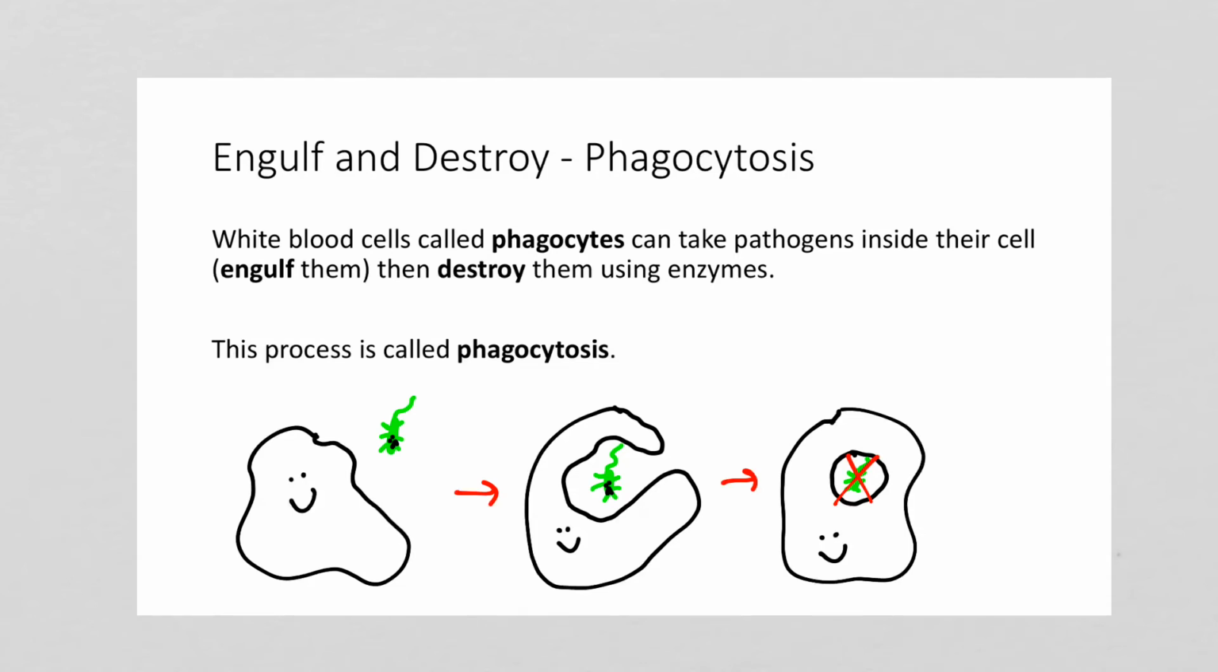But for GCSE, we just need to remember that phagocytosis means that the white blood cell, the phagocyte, engulfs, which is this part here, and then destroys the pathogen, killing it completely. So that is one of the functions of white blood cells, engulf and destroy. Let's have a look at the next one, which is to create antibodies.